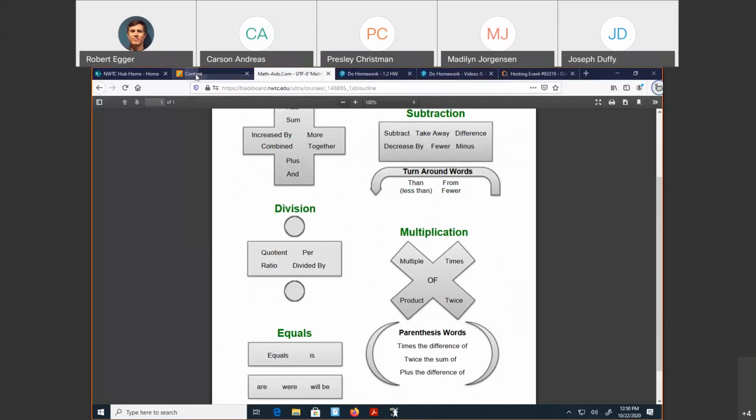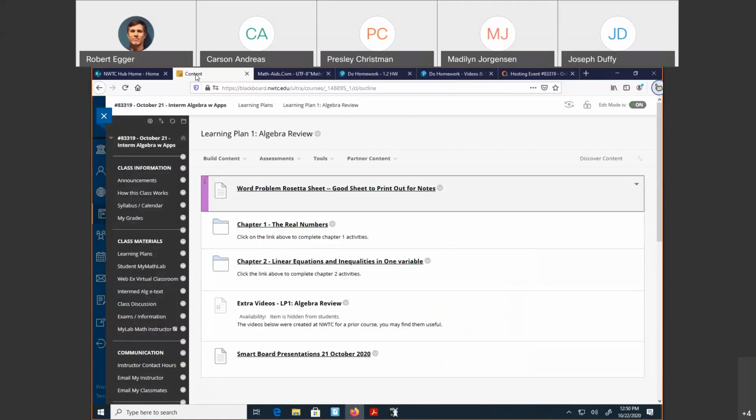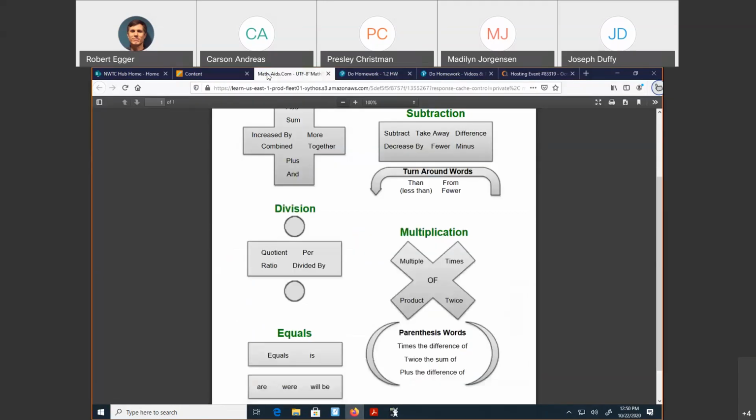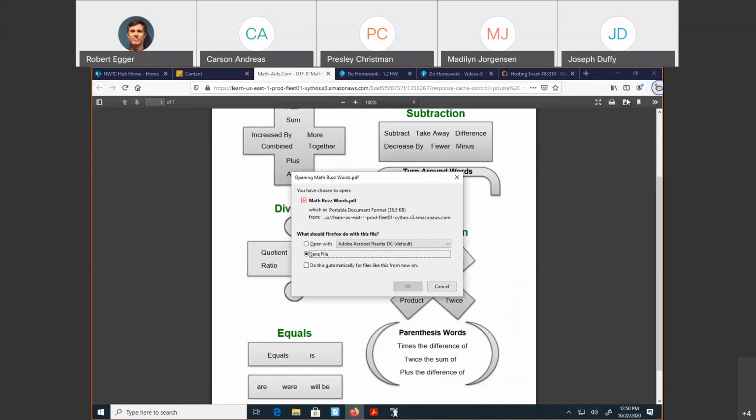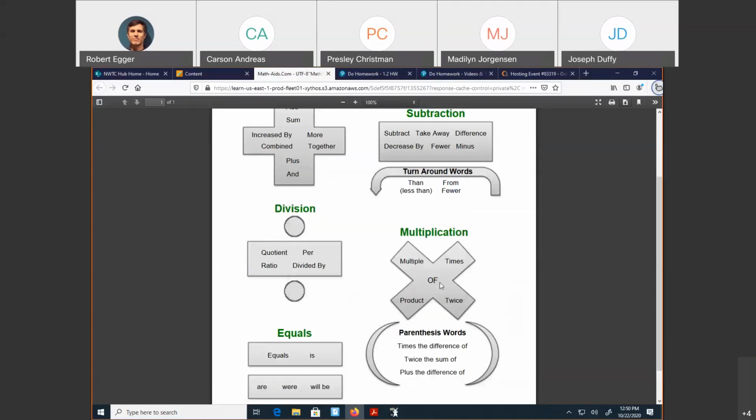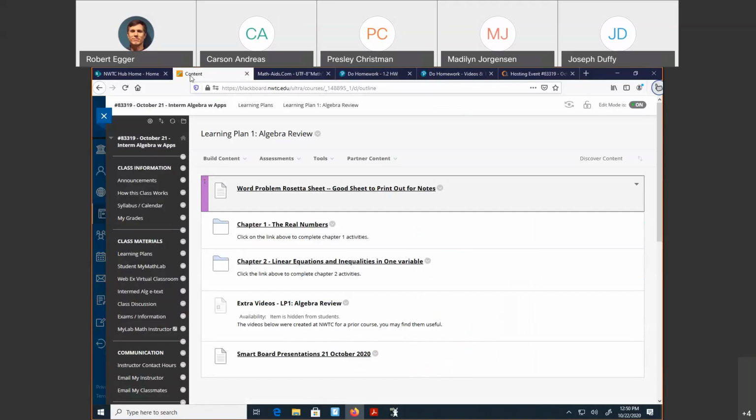So by all means, in learning plan 1, before the 2 chapters, the word problem Rosetta sheet. Feel free to print it out or download it onto a thumb drive or your hard drive or something like that. All right. I'm going to take it that we're good to go on 1.2, 1.4 then.